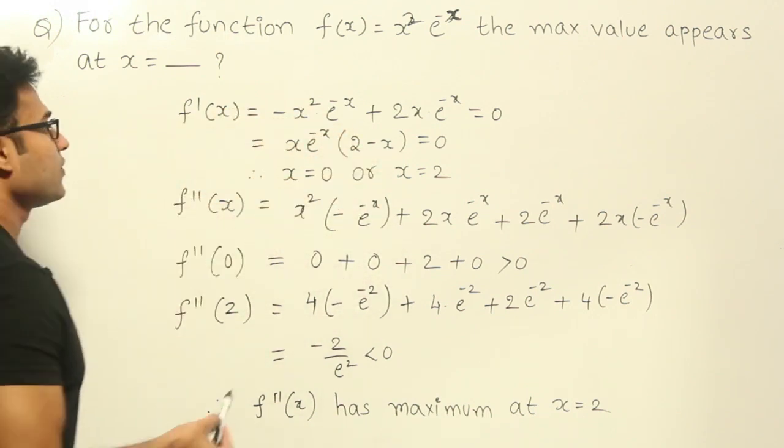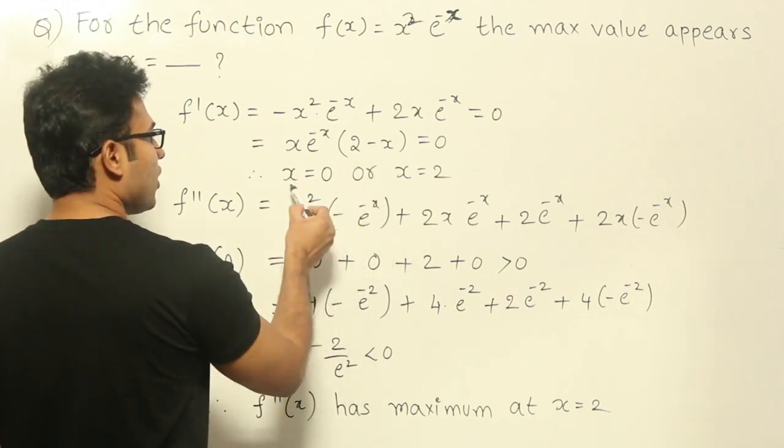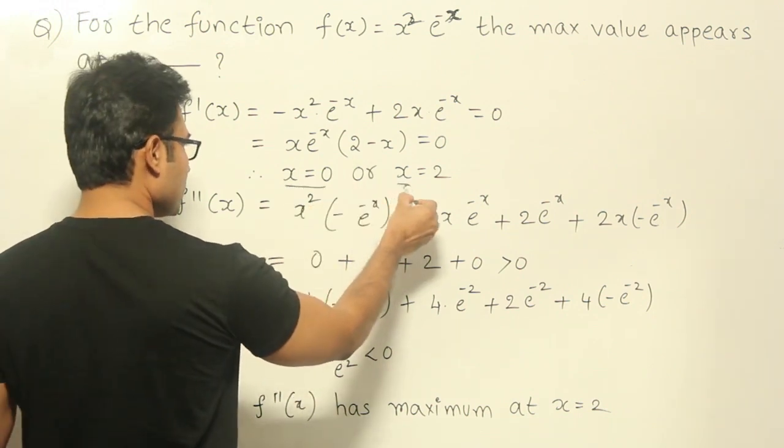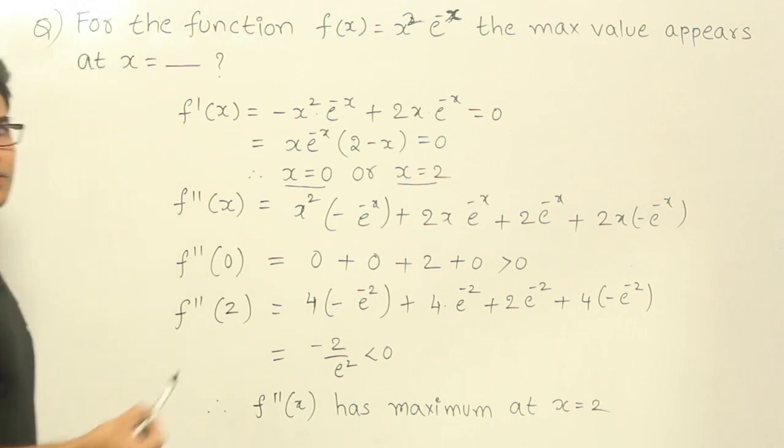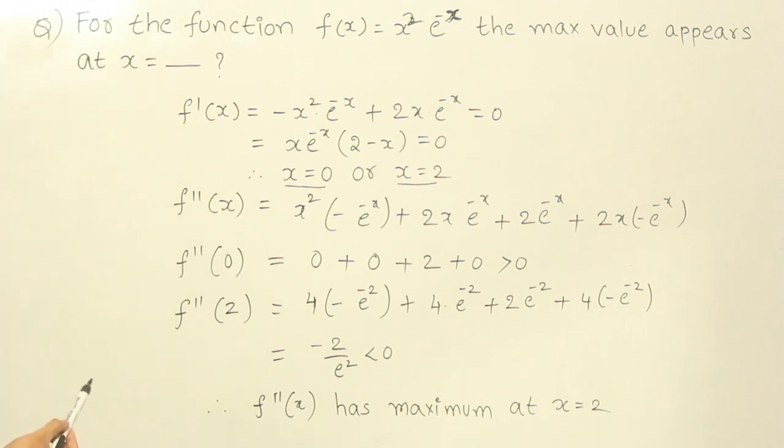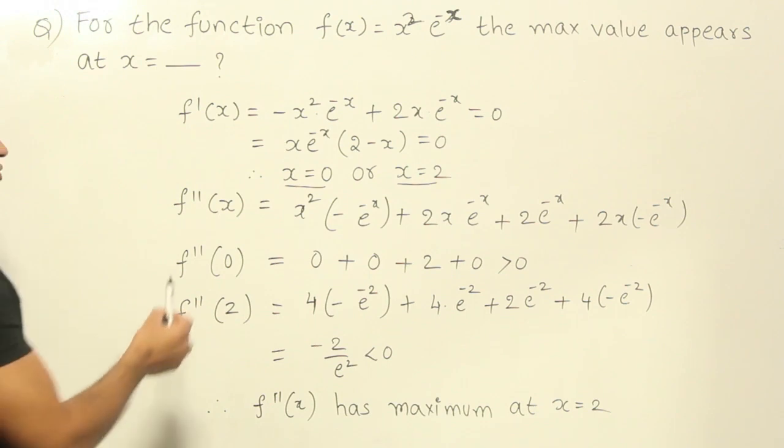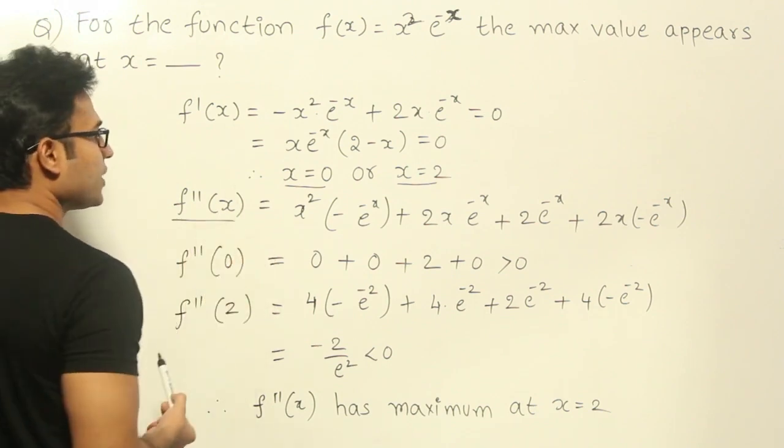Now if you find f'(x) and equate it to 0, we get the stationary points as x = 0 or x = 2. These are the two stationary points. Now let's see whether at these points we get a maximum or minimum. For that you have to find the second derivative f''(x).